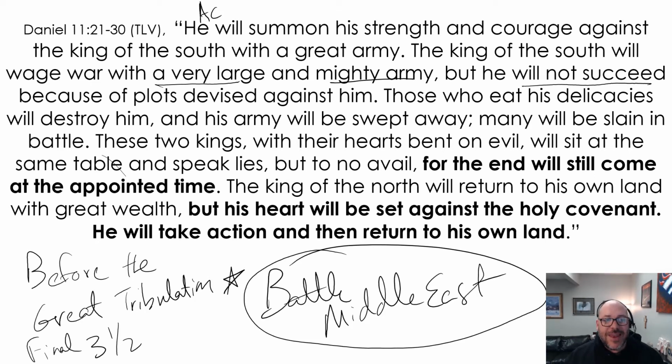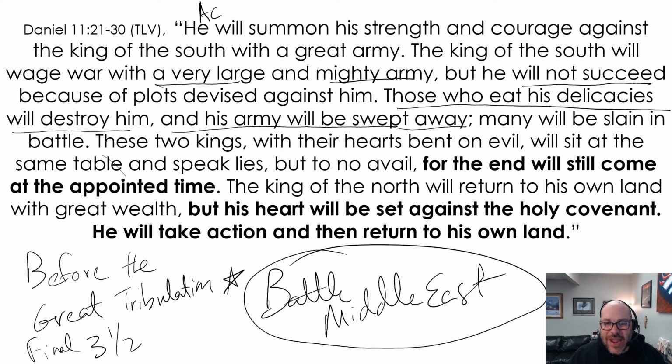The king of the south cannot overcome the king of the north because there are plots that are devised against him. There's going to be internal strife. There's going to be plotting against him from the inside, and the king of the south is not going to be able to defeat the Antichrist and his kingdom. Those who eat his delicacies will destroy him. So that's a key component. The ones who eat the king of the south's delicacies will destroy him, and the king of the south's army will be swept away. So that's internal.